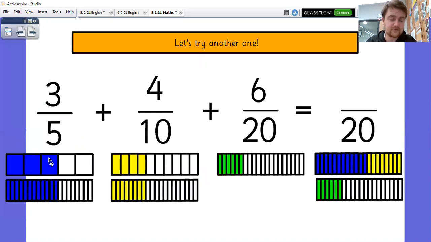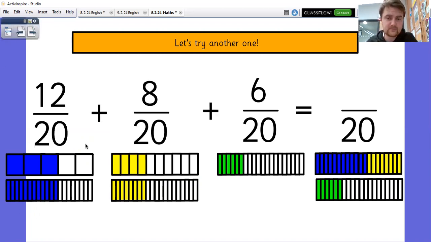So I can see that 3/5 is the same as 12 over 20 because 3 times 4 is 12. 4/10 is the same as 8 over 20 because 4 times 2 is 8. And 6/20 does not need to change. So there is my eventual sum that I'm going to do. Now that the denominators are the same, all I need to do is add the numerators together. So 12 add 8 is 20, add 6 is 26. So it's the same as 26 over 20 or 1 whole and 6/20.